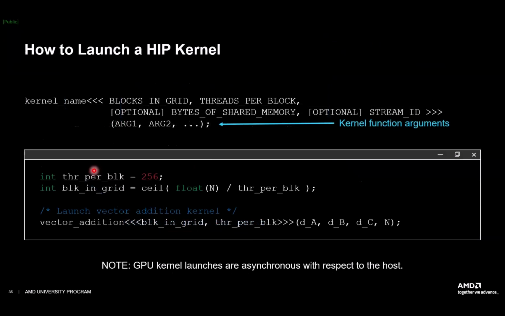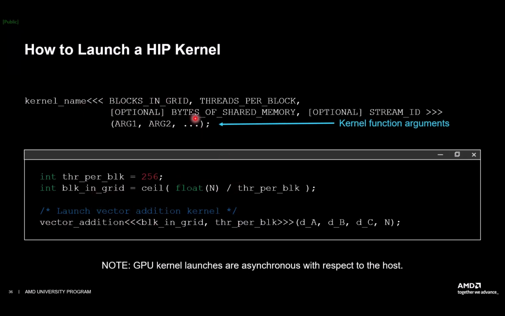Launching a HIP kernel. So this is how you launch this. We use this triple chevron notation here. So you have a kernel name, and down here, you can see we've called it vector addition. The number of blocks in the grid is the first argument, so we plug in our blocks per grid there. Threads per block is the second argument that we plug in here.